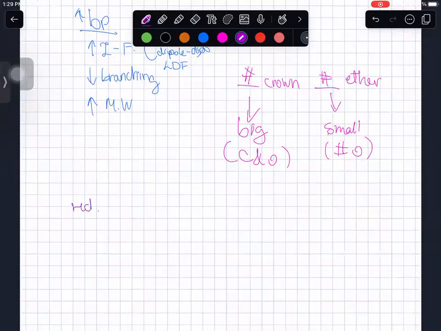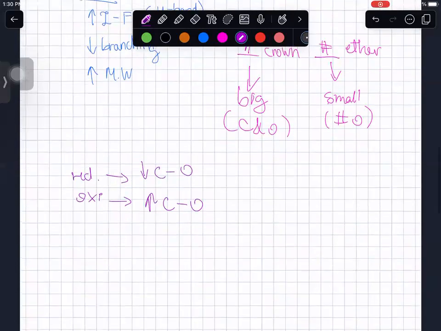Okay, let's talk about reductions and oxidations. How do we know we're doing a reduction? What was the orgo definition? When you lose carbon to oxygen bonds. Exactly, you're decreasing the amount of carbon to oxygen, so that means going from a carbonyl to an alcohol group. What about oxidation? Carbon and oxygen.